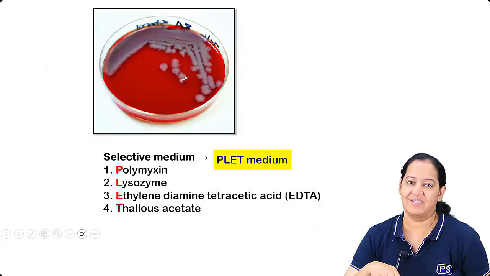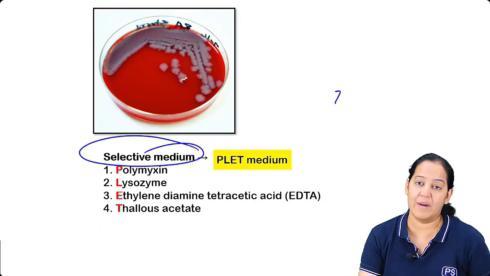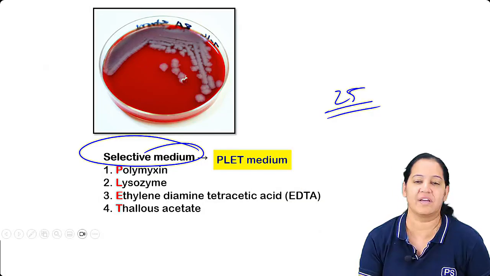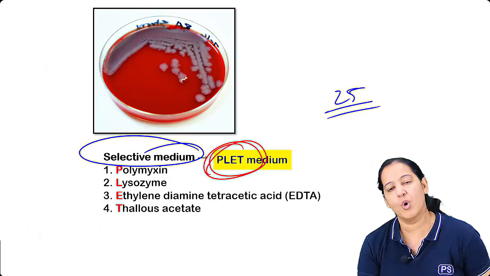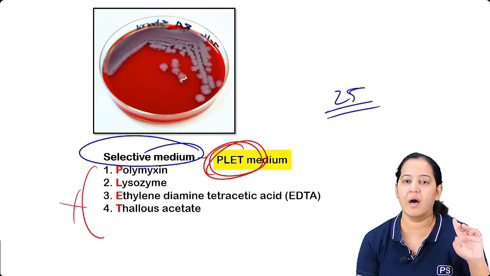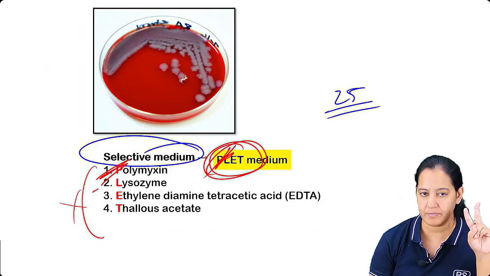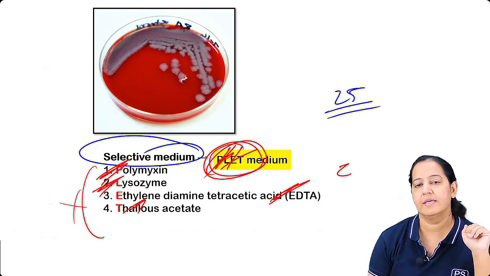McFadyean reaction. Okay? The last one is the selective media. For all 25 bacteria, selective media at the tip of your tongue. After this I will revise everything we have studied so far. Okay? The selective media is PLET. If you want to learn the full form, it's okay. If you don't want to learn, it's also okay. P stands for polymyxin, L stands for lysozyme, E stands for EDTA and T stands for thallous acetate. So it's PLET media.